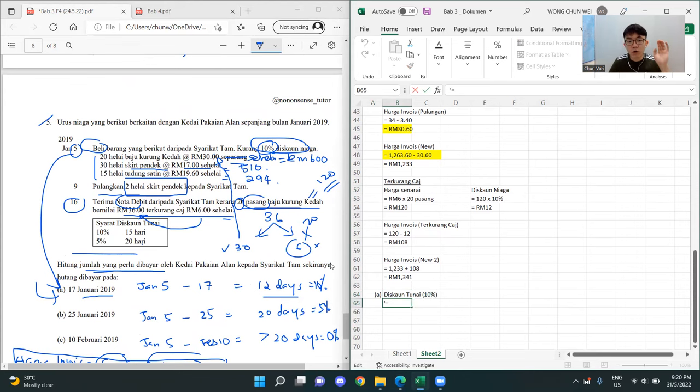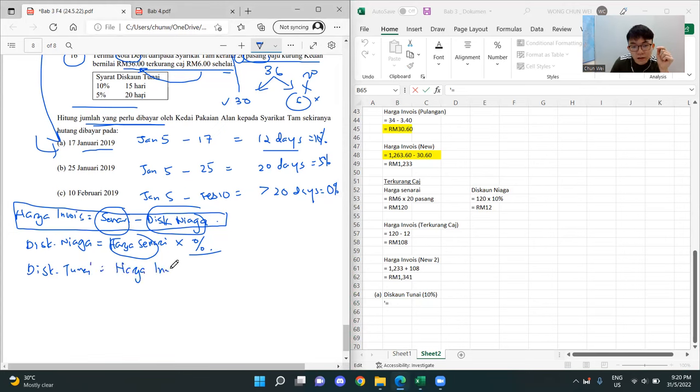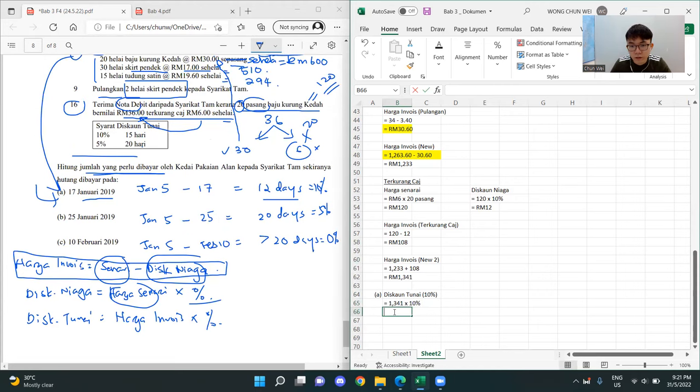So 10% is every time when you find the discount, it must be based on the harga. But for this discount tunai, it's not harga senarai. We based on harga invoice then times the percentage. So the harga invoice, you take the latest one, 1341 times 10%, because I pay within 15 days. So the discount will be RM 134 and 10 cent. That's the discount tunai. Okay, so that is discount.